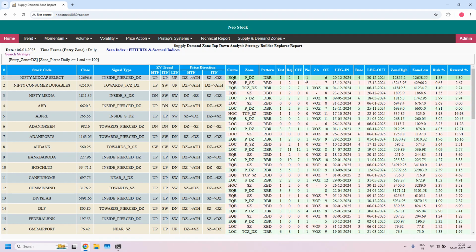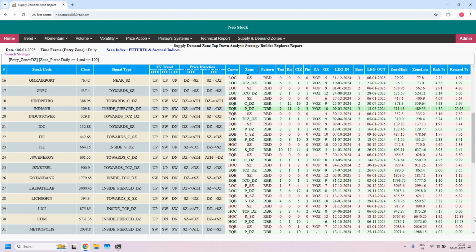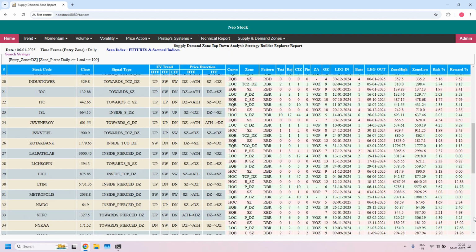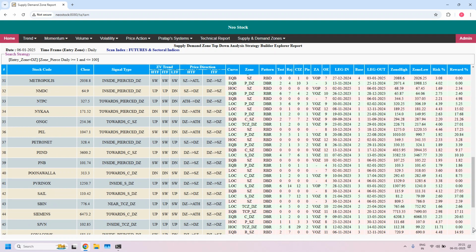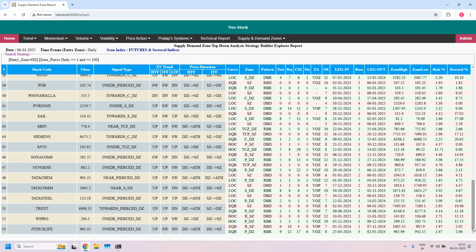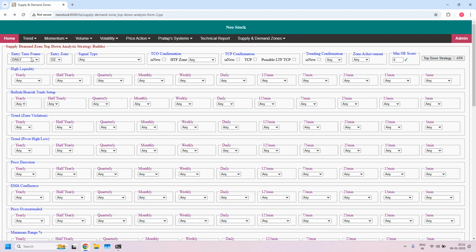Okay, anyway, this is the look into all the daily demand zones. I am scrolling the list down. Again scrolling the list down. Again scrolling the list. So total 53 pierced daily demand zones we are having. Okay, next daily time frame.